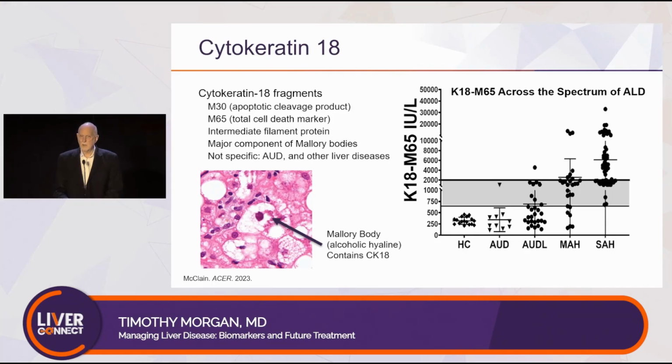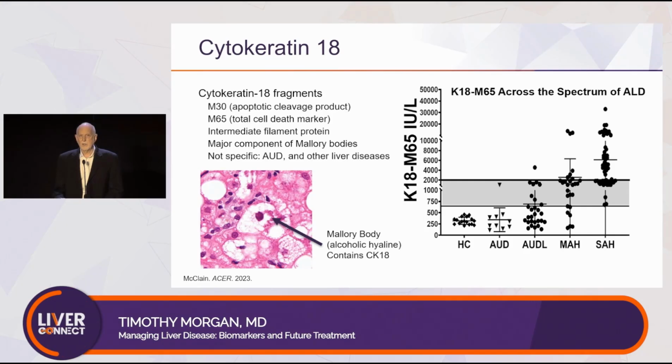Now, cytokeratins are structural proteins in epithelial cells. So that's hepatocytes, cells of the intestines, cells of the lungs. So they're not specific for the liver. But when you have liver damage and cell death, you get release of these cytokeratin 18 into the blood, and you can find an increased level. And there are two particular tests. One of them called the cytokeratin 18 M30, which is correlated with apoptosis, and then the M65 that's correlated with total cell death. And the cytokeratins are part of Mallory bodies.